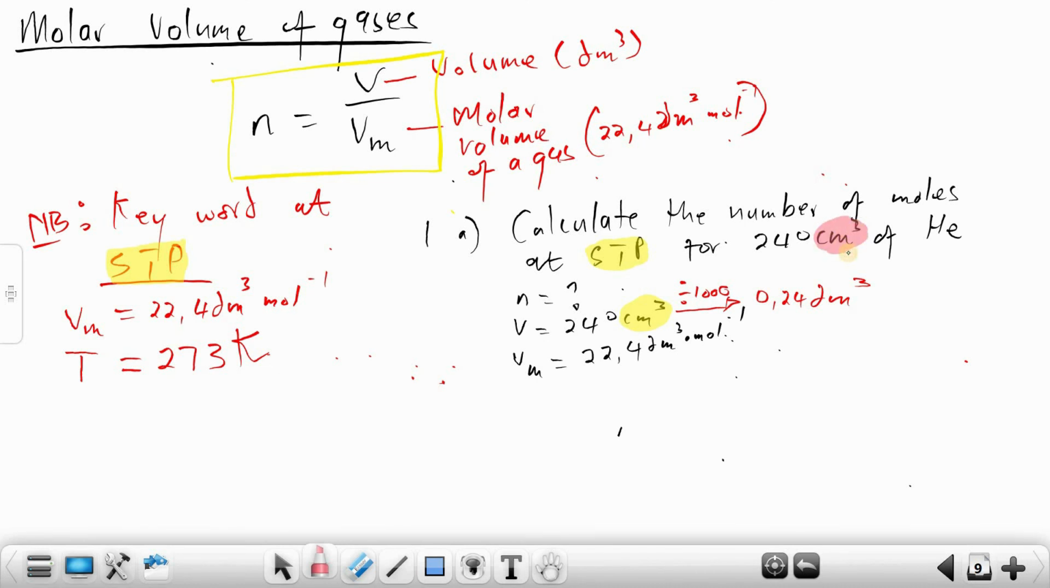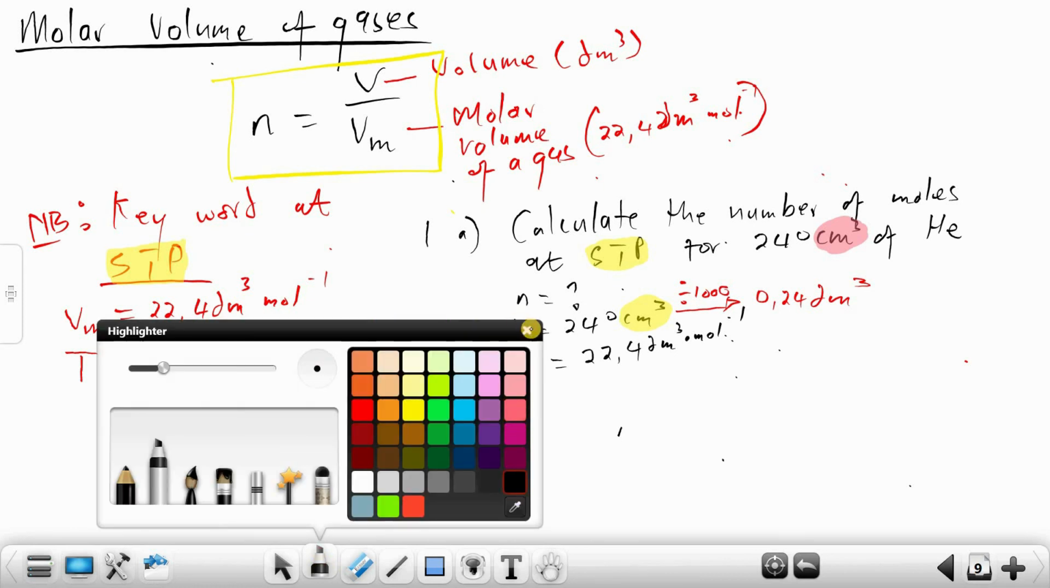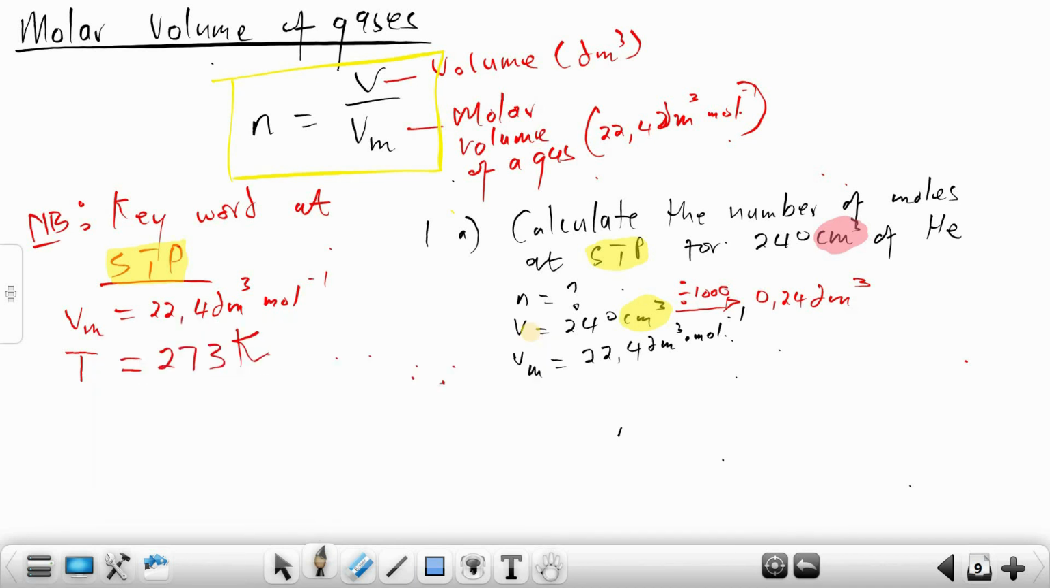So the volume was in centimeter cubed, but we want our volume to be in decimeter cubed. That is very, very important for us to fully understand and be in a position of answering whatever question the right way. So this one will be easy now because I have all the data that I need.